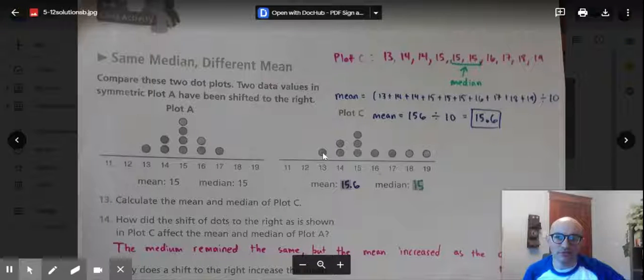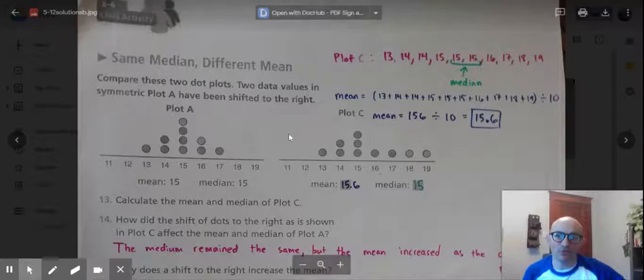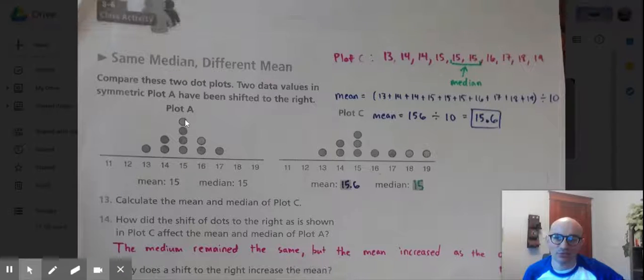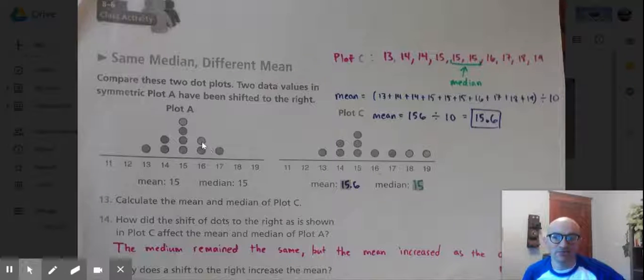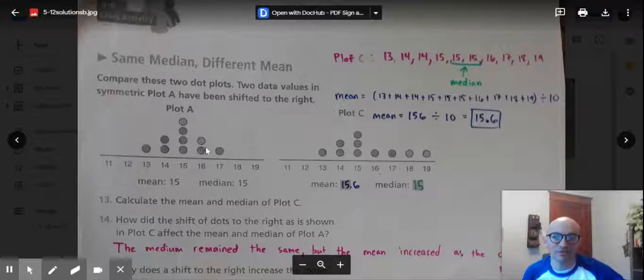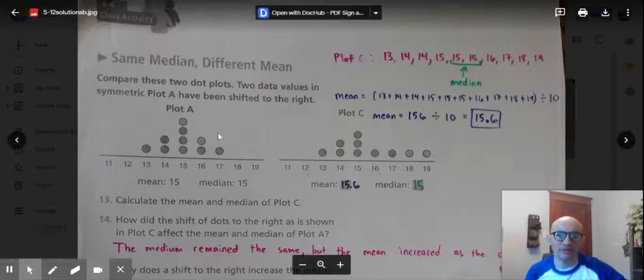Let's see, there's one at 13, one at 13, two at 14, two at 14. Here I went from 4 at 15 to only 3 at 15, so that means one of the 15s got shifted. Where could it have been shifted? Maybe over to 19. And then here I had 2 at 16, now I only have 1 at 16. Maybe that 1 at 16 went over to 18. So when they say shifted, it means we have the same number of dots. We just moved where they are distributed or where they lay out in correspondence with the data. Okay, so we've done that little compare and contrast.